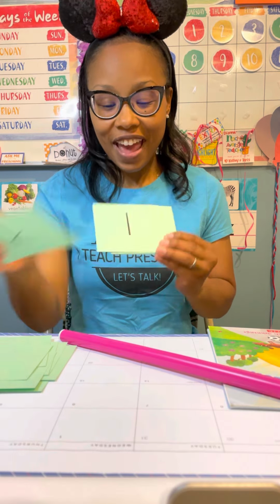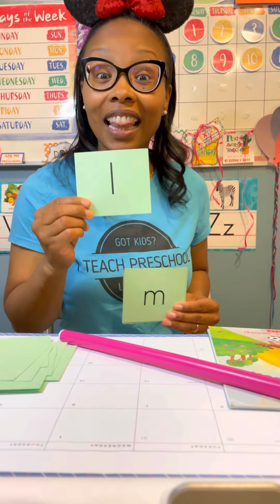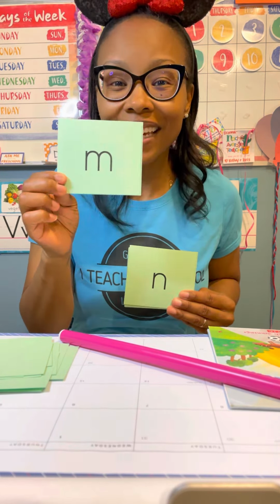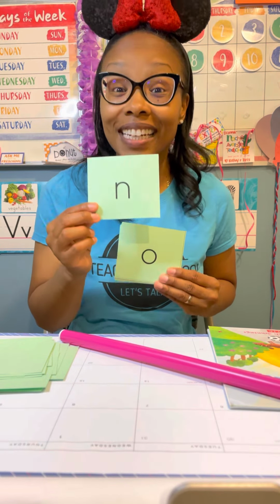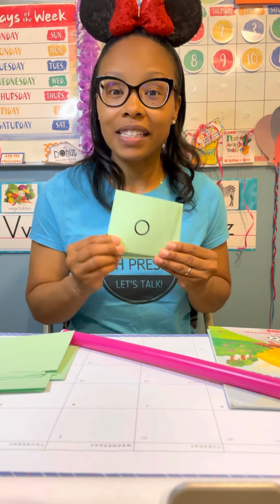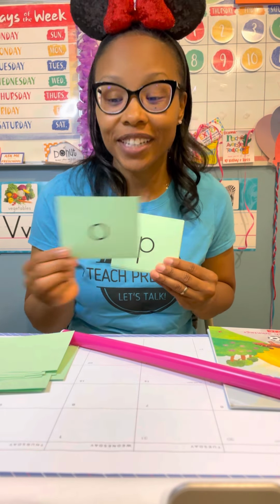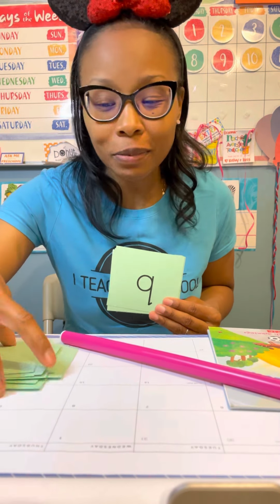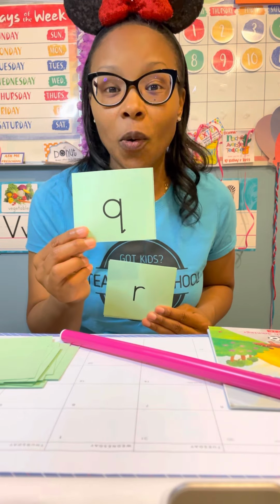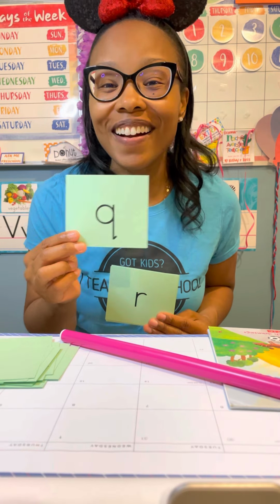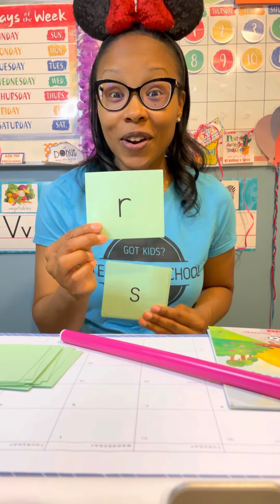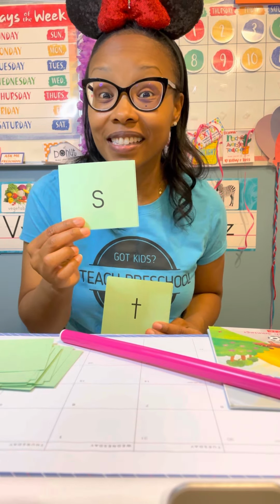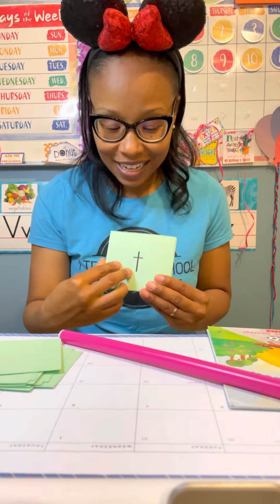And these are stuck together. L says lollipop. M says mommy. N says nest. O says ostrich. P says Peppa Pig. You probably like Peppa Pig, right? Q says quarter. R says rocket. S says sun.